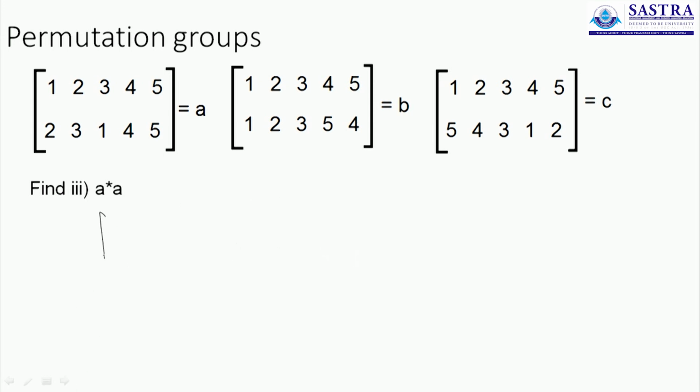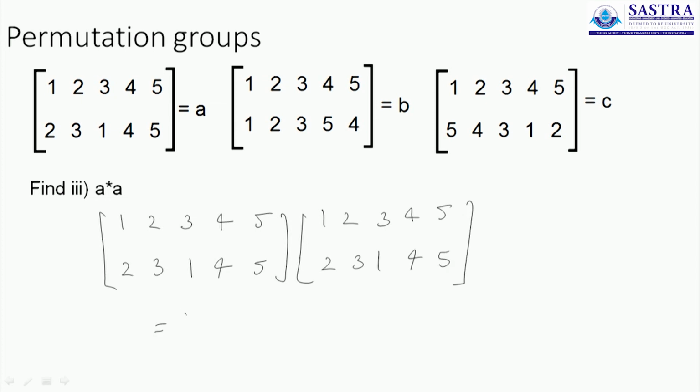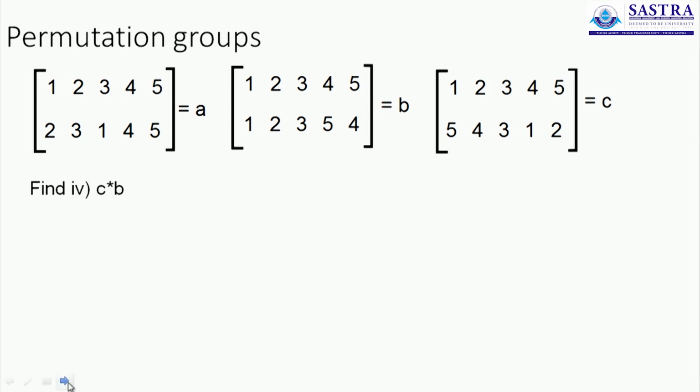What is A star A? Let's just square up A with A again. A is this. A is again this. Let's multiply both. 1 to 2 to 3, 2 to 3 to 1, 3 to 1 to 2, 4 to 4 to 4, 5 to 5 to 5. So that is your answer for A star A. Let's try the next one.